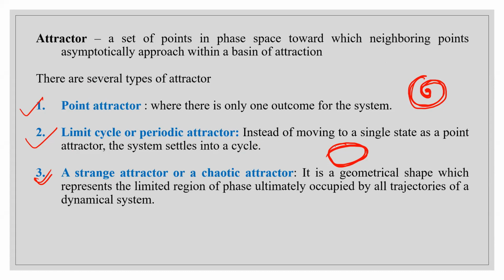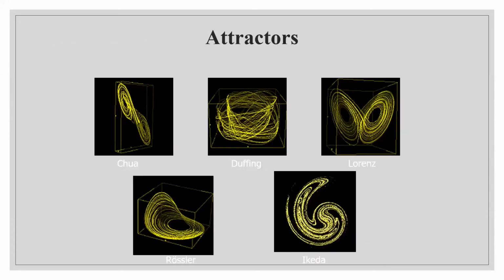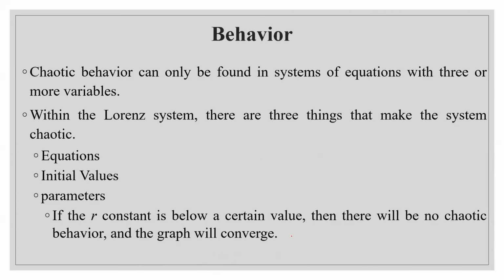If instead of settling to a point it settles to a cycle, then it is called a limit cycle. And chaotic attractor, I have already shown you, has a particular geometrical shape, and all the trajectories are attracted to that particular geometrical shape only. So that one is called a chaotic attractor. There are several chaotic attractors: Chua attractor, Duffing attractor, Lorentz attractor, Rosler attractor.